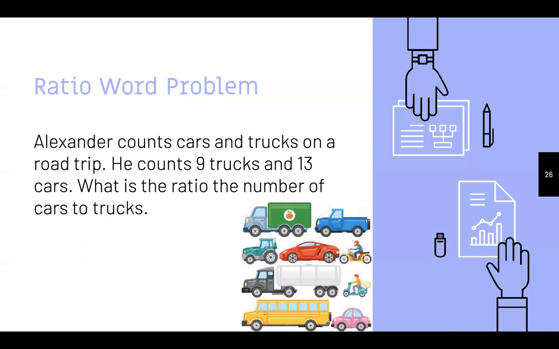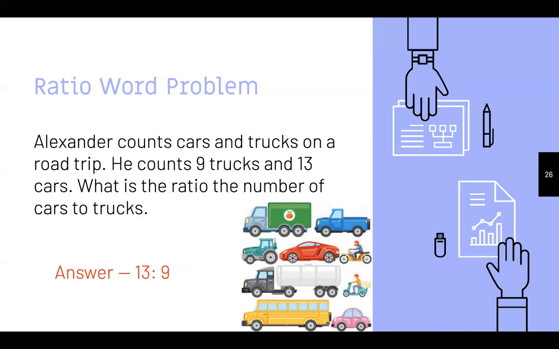I can't stress that enough. The first part is cars. So it's not the 9 trucks, it's the 13 cars. So it's 13 to 9. Now, if you put 9 to 13, that is wrong, okay? And let me try to explain it a little more simplified.